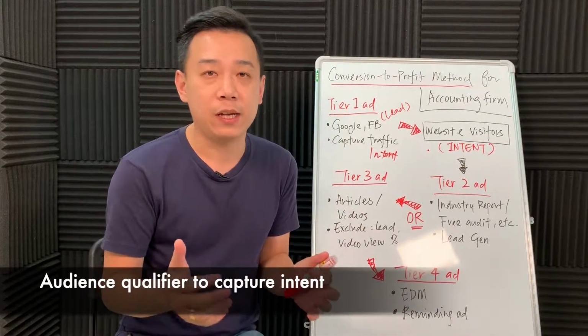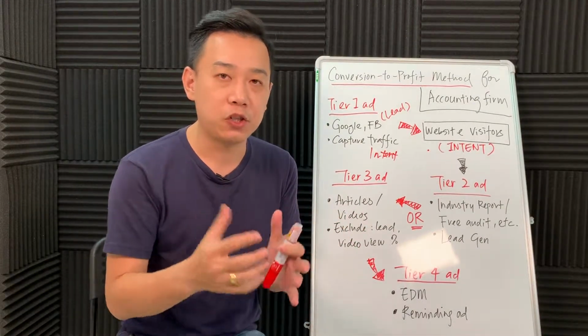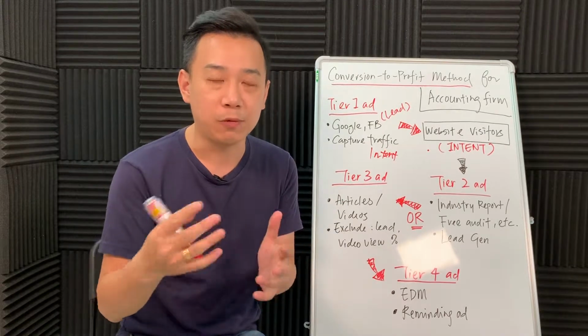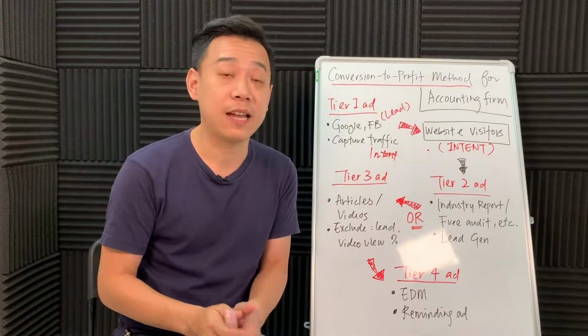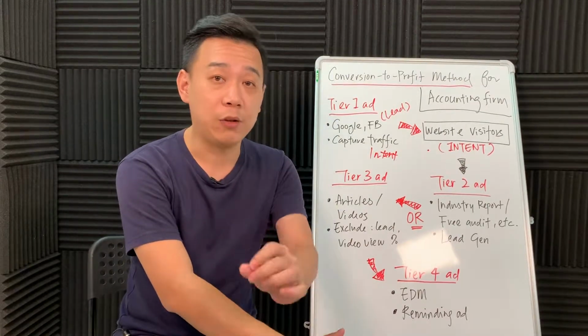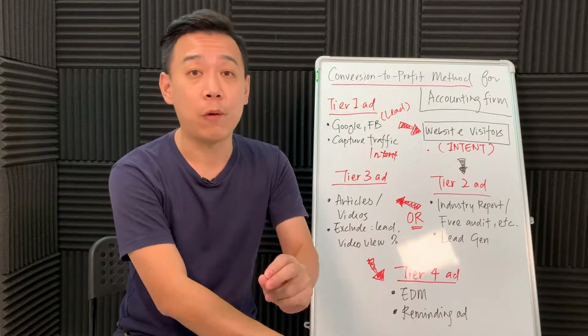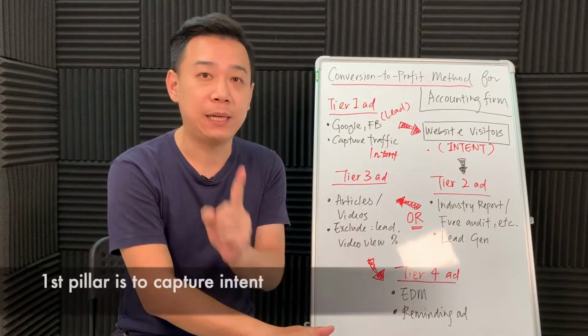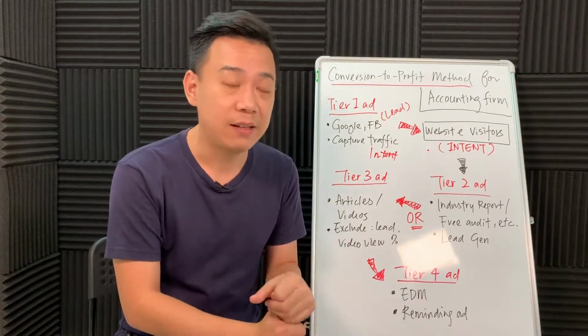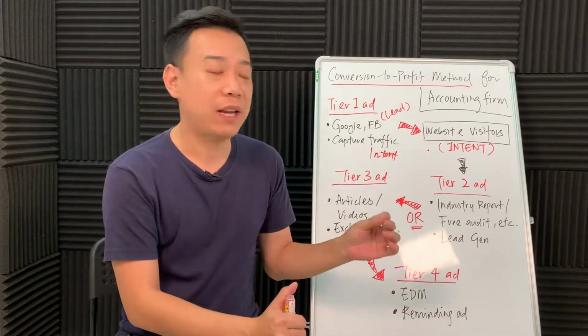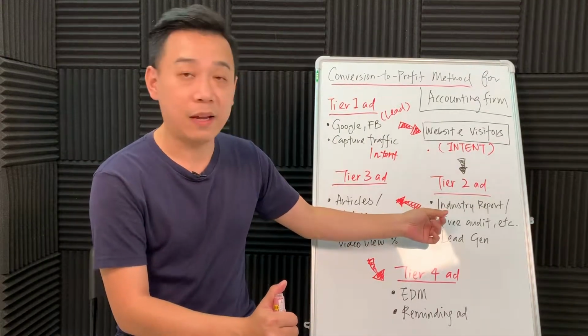So what we're going to do is retarget and capture those people who view this video up to 50%. If it's a 1 minute video, 50% means 30 seconds. That's a lot of time going into a piece of information. That is already capturing intent. Remember, the first pillar of our conversion to profit method is to capture intent. So that intent is already strong enough for us to move them to the next tier of advertisement.